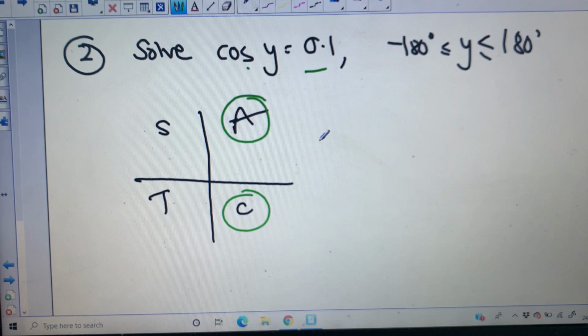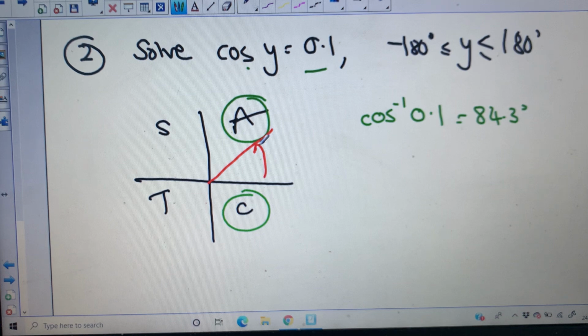I've dealt with where these answers are going to lie. I'm now going to get my acute solution. Remember, ignore whether that's positive or negative, you just take the absolute value. So shift cos 0.1, and I've got 84.3 degrees. And as always, draw into the ringed quadrants from your nearest x-axis.